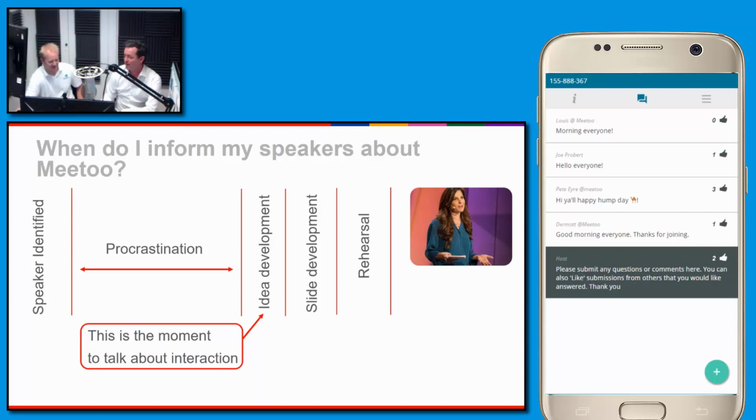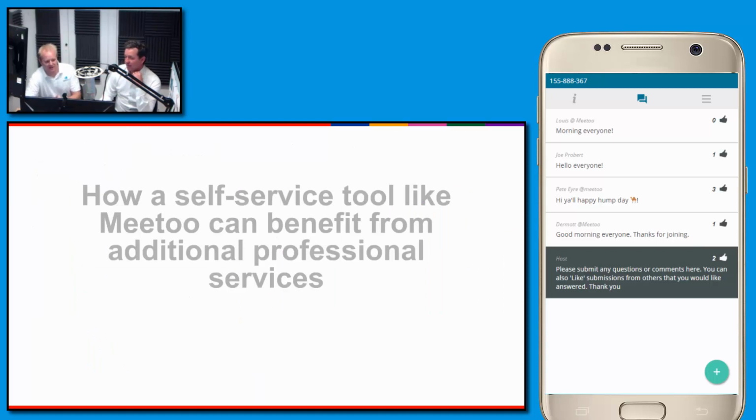Oh, great stuff. Thank you. So if we move on to our second agenda item now. In terms of Meetoo, it's generally a self-service tool, and people go out, they use it themselves if they're feeling confident enough. But certainly from the services that you provide, Meetoo can definitely benefit from those additional services. So if you just explain a little bit more about how that happens.